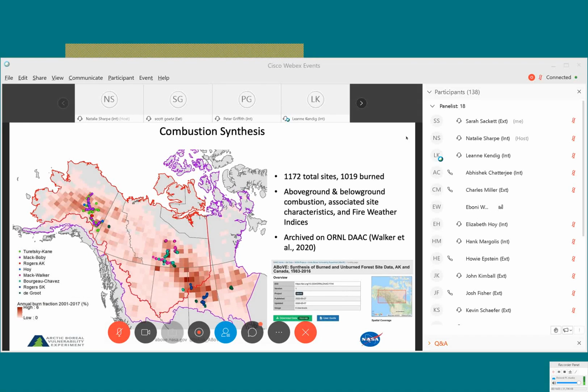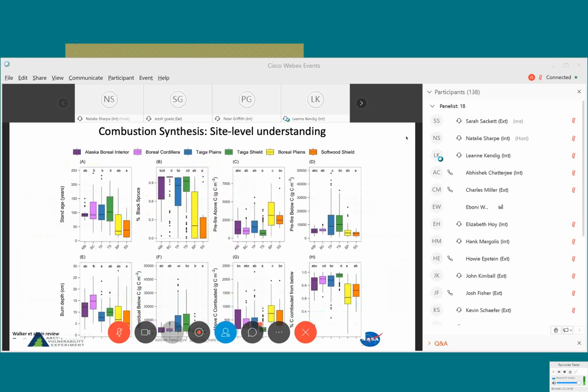Next slide, please. So I'm just going to walk through some of the high-level science results that are at some level of the publication pipeline. This first paper by Zanti is now in revision in Frontiers in Forests and Global Change, and it's looking at the stand-level characteristics and burn dynamics from these sites categorized by different ecoregions.